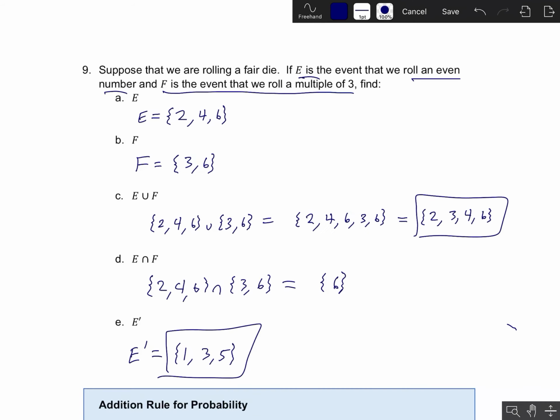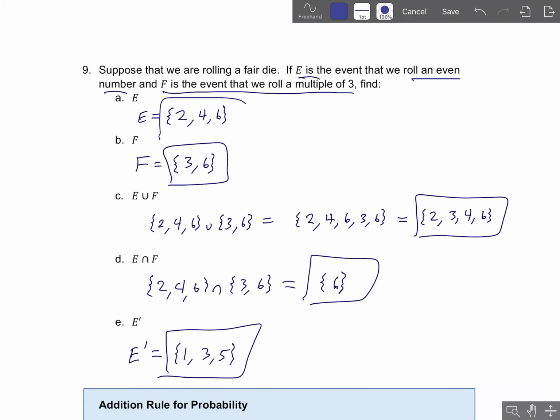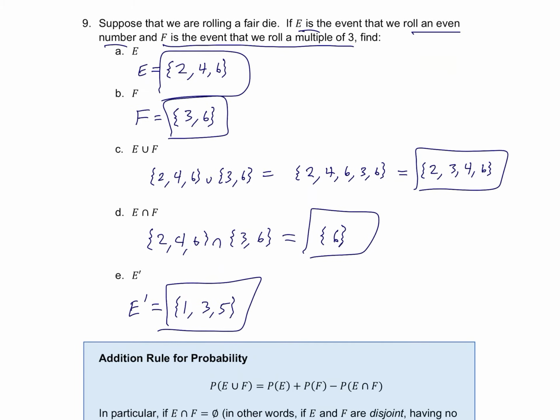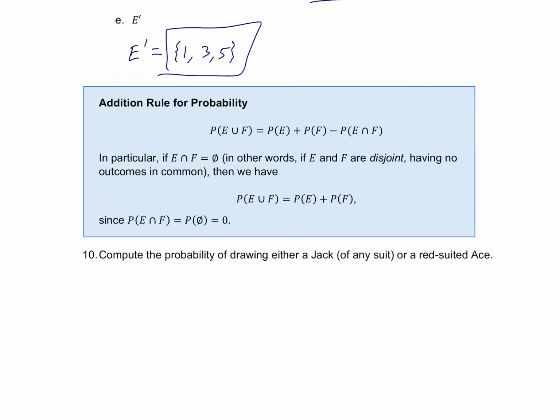Okay, and actually, just so that these all look the same, I'm going to box our answers here. So next, what we're going to talk about is the addition rule for probability, where we're going to put this set combination stuff to use.